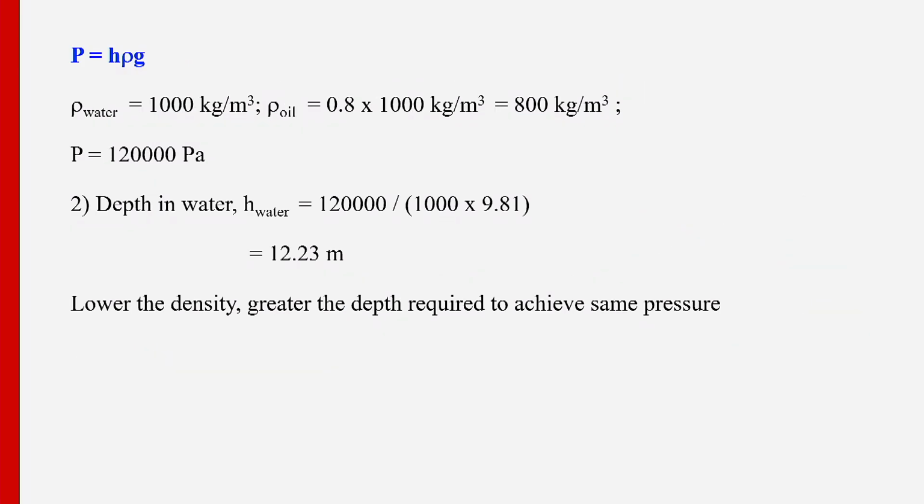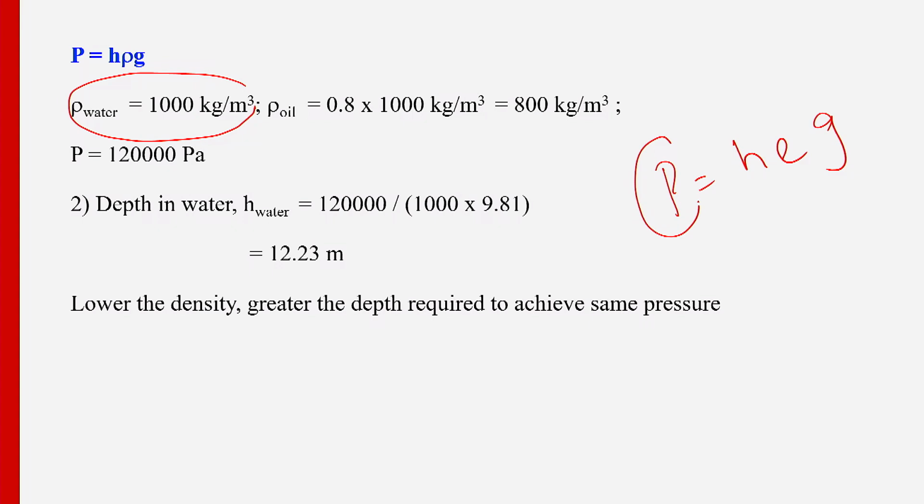So the first one we did for oil, and the second one we are trying for water. The density of water we know very well: 1000 kg per meter cube. Then the P value, same way P = h ρ g; the same pressure is used here, but the density is different, because the first one used the density of oil, and here it is the density of water, 1000 kg per meter cube.